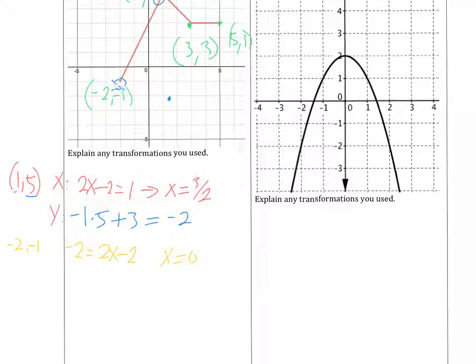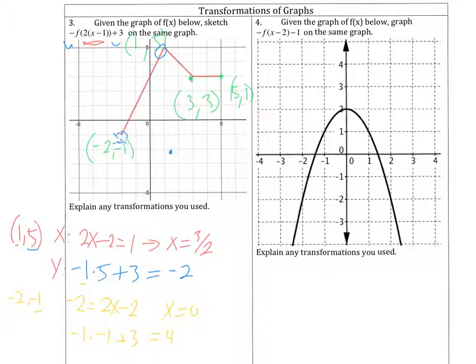The y value is going to be -1 multiplied by -1. That's from the y value. Plus 3, which is 4. My next point is at 0, 4. Let's put that up here. So 0, 4 is going to be right here. And again, this is this point used to be.